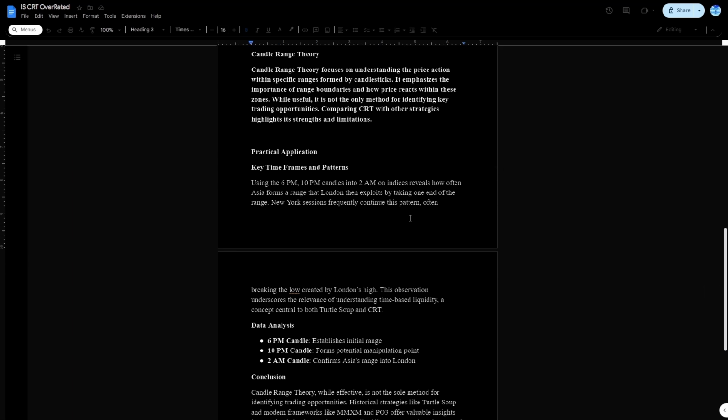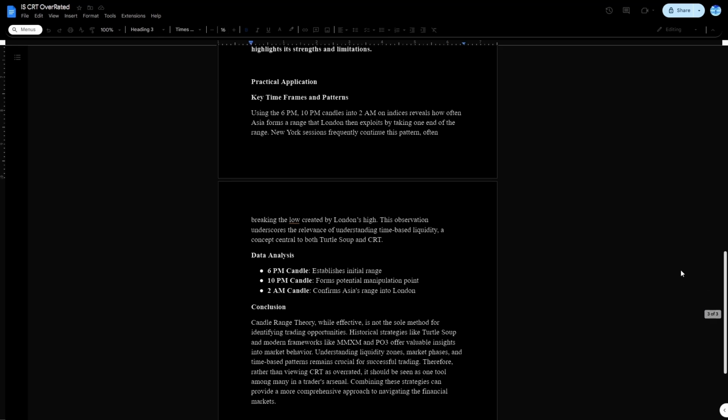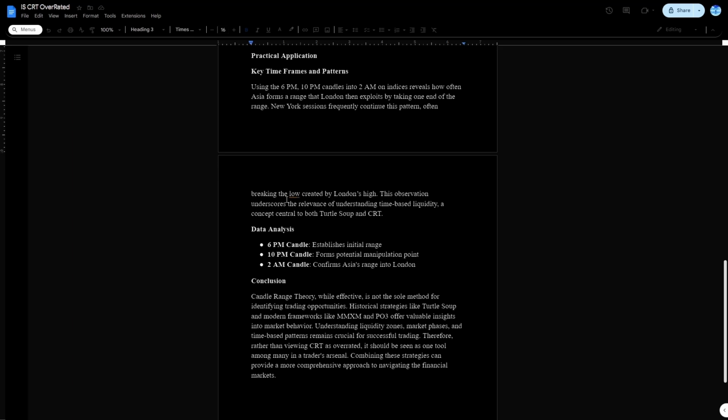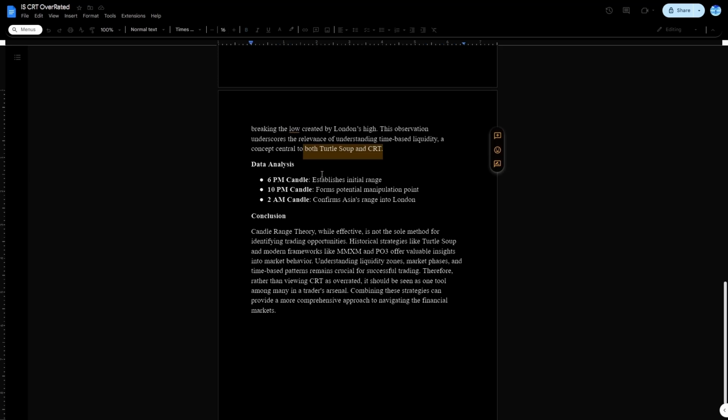right? In New York, the New York session subsequently goes ahead and continues from that London low and does not take the London session. That's not obviously how it is every single day, but just a practical application you can use, right? It often breaks the low created by London high, right? If it breaks the high, it then breaks the low, and even this observation can underscore the relevance of understanding time-based liquidity, a core concept in both turtle soup and CRT, right?